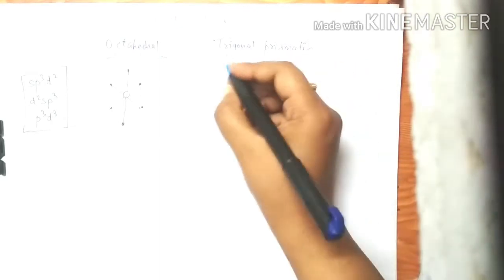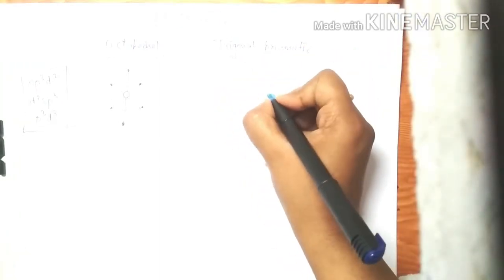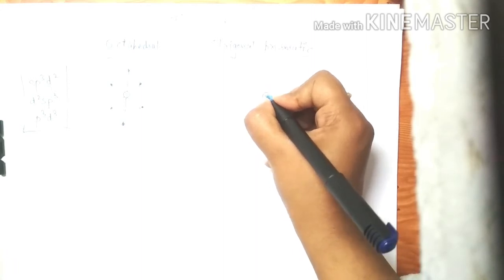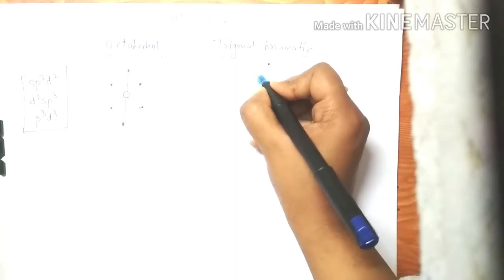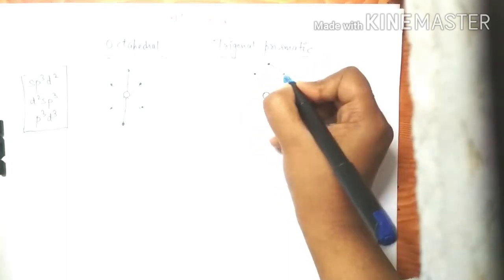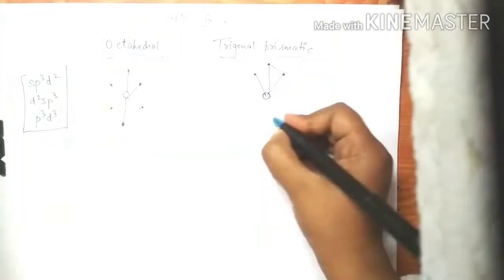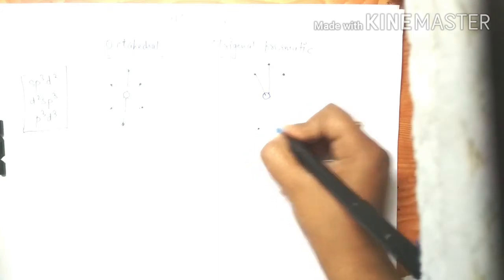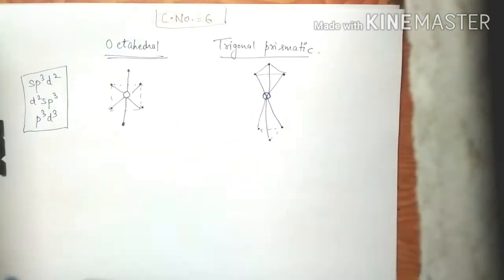Also, if we talk about trigonal prismatic, then the geometry is like this. The central metal atom will be here. Above that plane, make a triangle and attach it to the central metal atom, and below also make a triangle like this and attach it to the central metal atom. This is trigonal prismatic geometry.